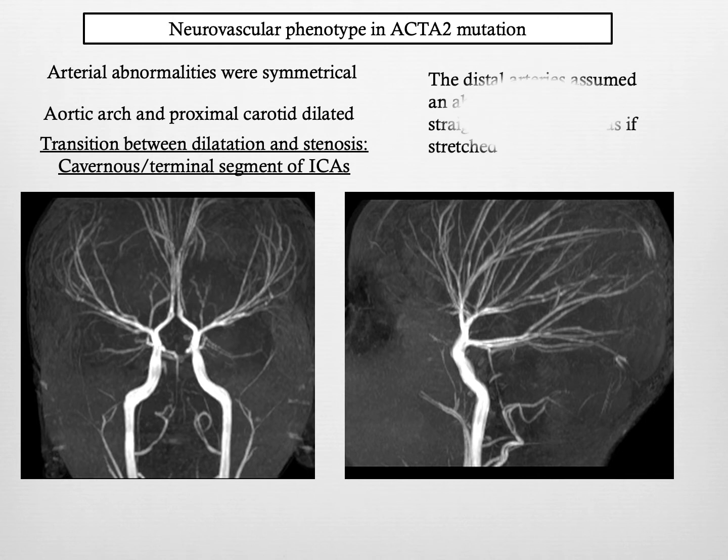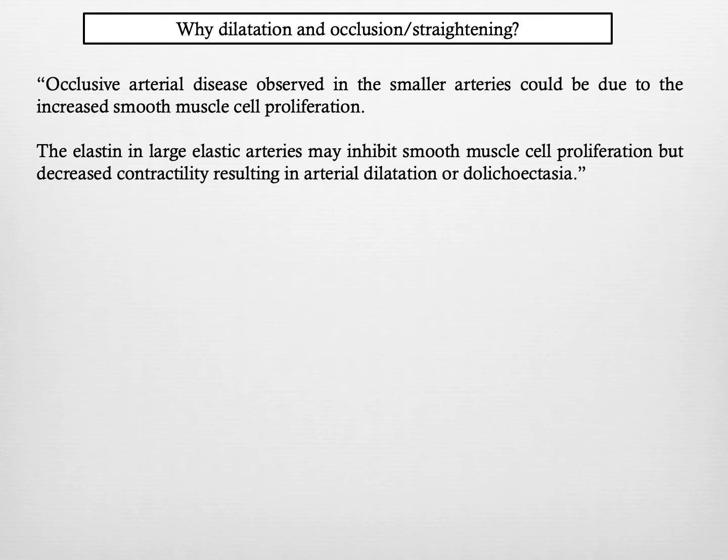The distal arteries assume, as you can see in these two MRA images, an abnormally straight course, almost as if stretched. So why do we have this transition from dilatation to occlusion and straightening?